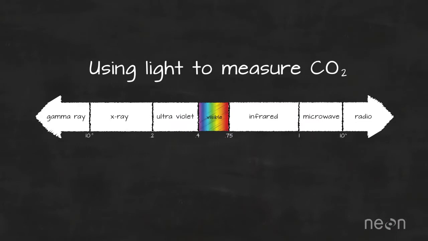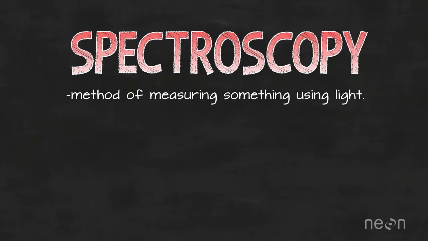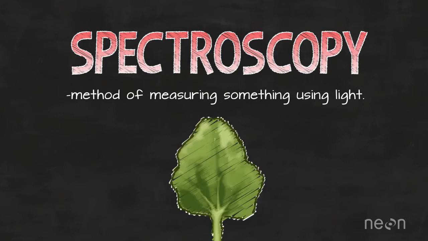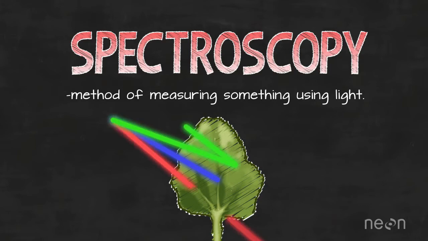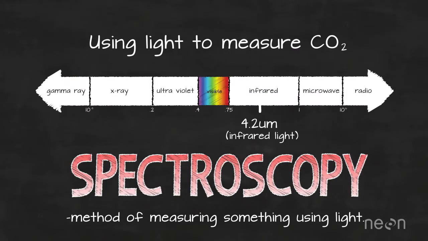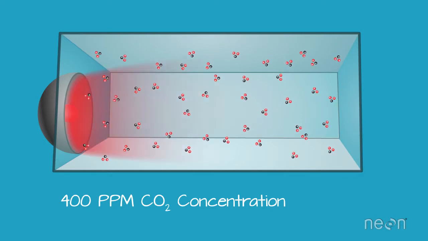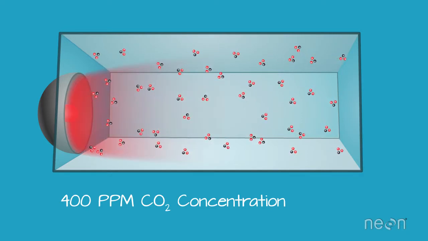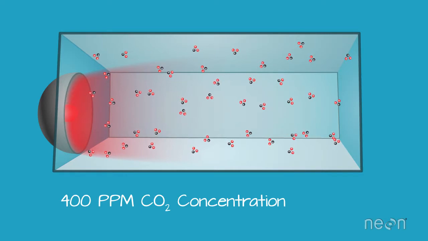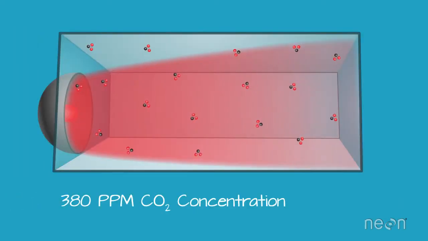The method of using light to measure things in science is called spectroscopy. Spectroscopy methods measure how much matter, like CO2, absorbs, reflects, or transmits light. Now, CO2 loves to absorb infrared light. So if we fill a chamber with a lot of CO2 and we shine infrared light into the chamber, a lot of that light will get absorbed. Now, on the other hand, if the chamber doesn't have a lot of CO2 in it, only a small amount of that light gets absorbed.